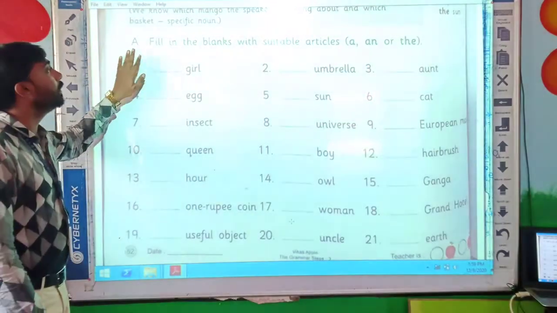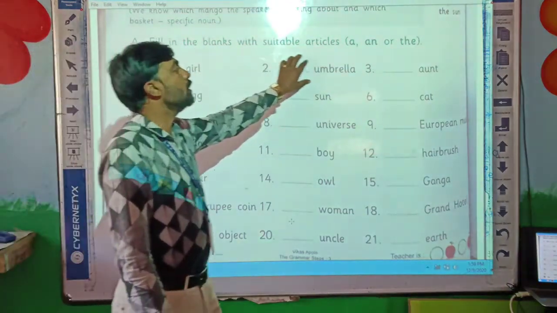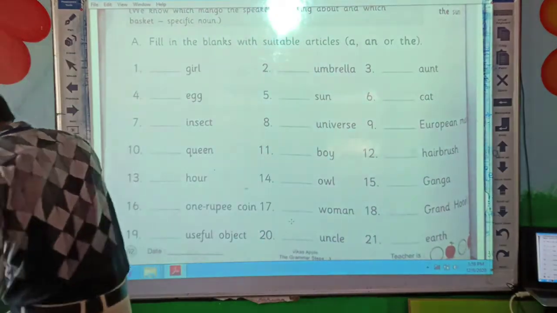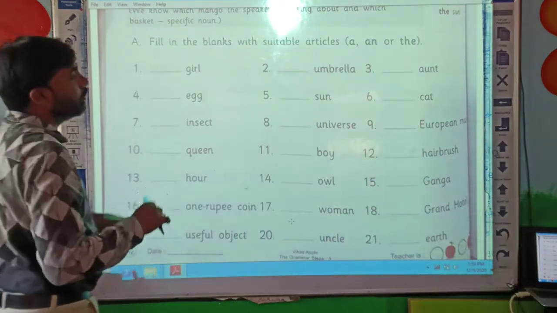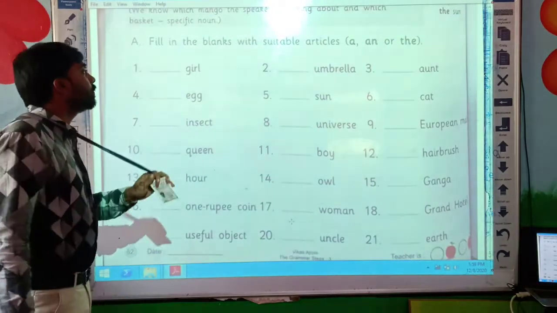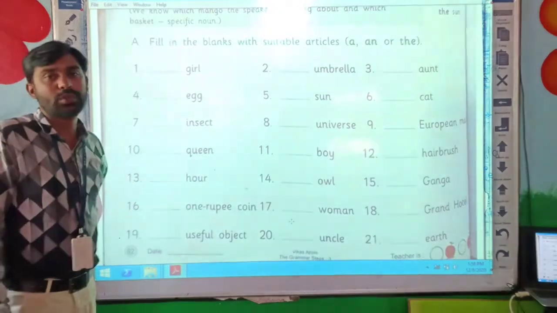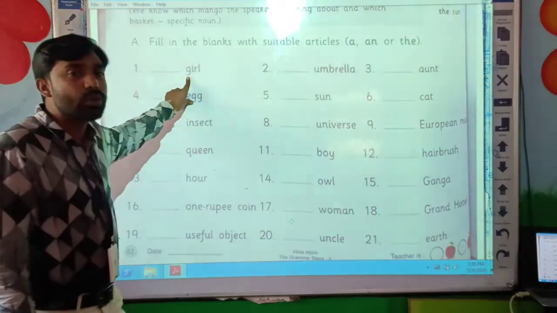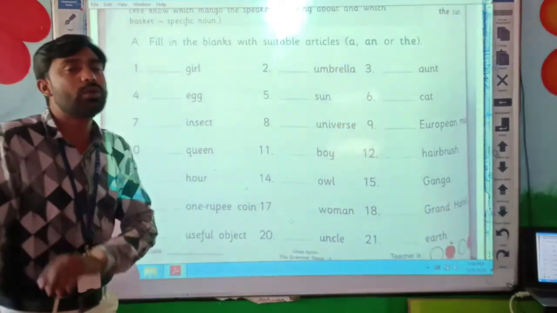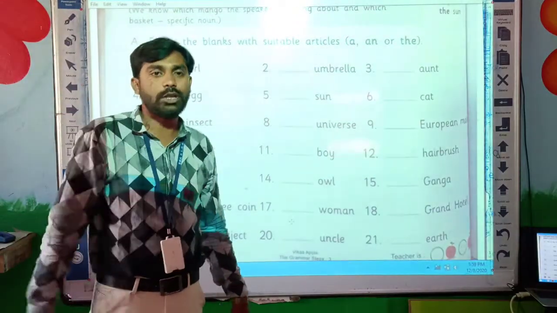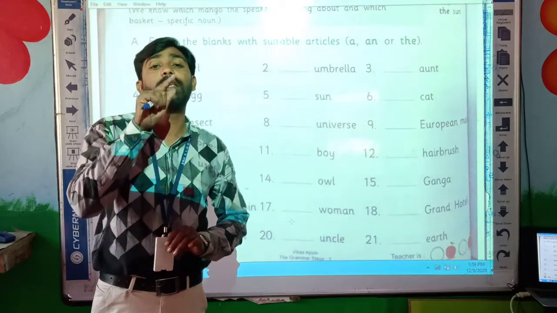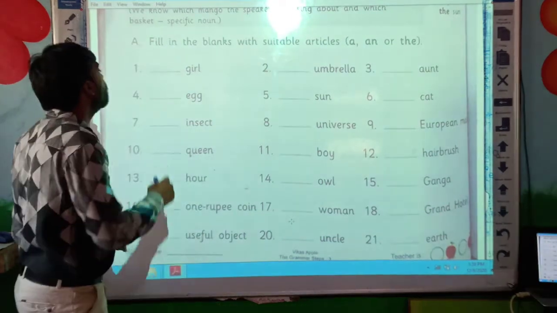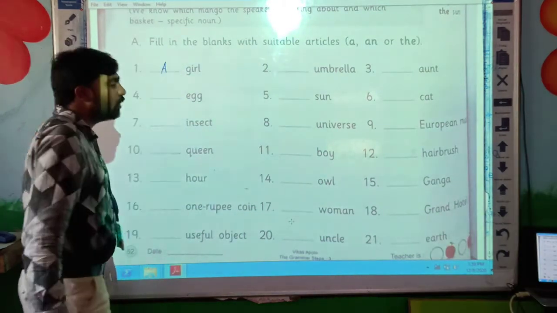Question A is here. Fill in the blanks with suitable articles a, an or the. Three articles are there and we have to use them properly where necessary. Let's see. First one is given: girl. Students, girl is a common noun and it starts with a consonant sound. We have seen that if a singular countable common noun begins with a consonant letter or consonant sound, then we use the article a. So we can write here a girl.